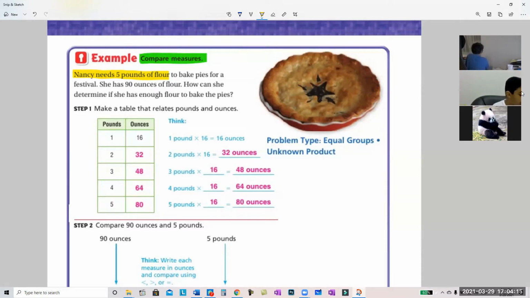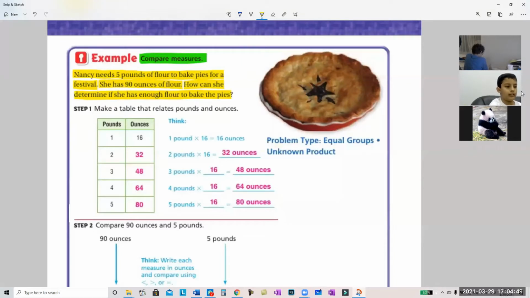Example, compare measures. Nancy needs 5 pounds of flour to bake pies for a festival. She has 90 ounces of flour. How can she determine if she has enough flour to bake the pies? Can you raise your voice a little bit, please? Because your voice is not clear enough. Great. So let's move to step 1 here.